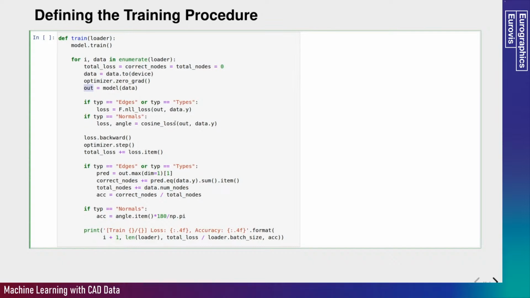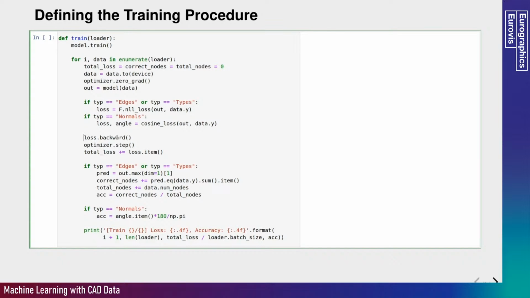With these predictions, we need to differentiate again for the type. So if we have this edge type, then we just have this cross entropy loss function here, and we put in the estimated edges as well as the ground truth labels here, which are in data.y. For the normals instead, we call this cosine loss function we just defined, again with the output normals that are normalized already, and then the ground truth normals. And we get back here the loss as well as the angle.